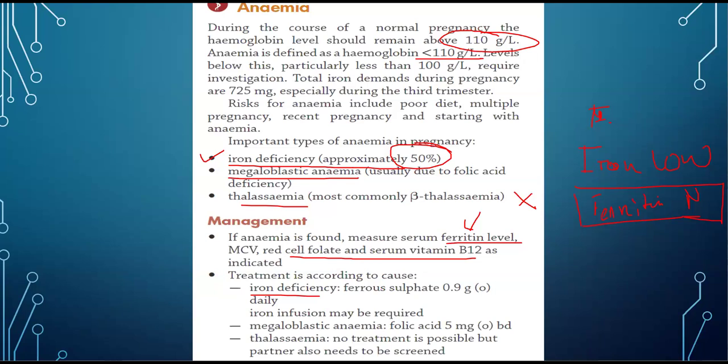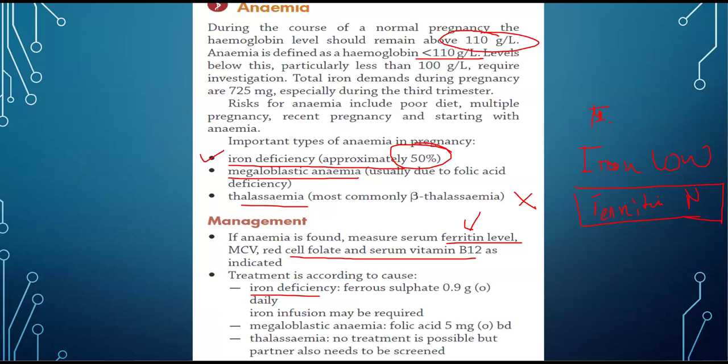They don't give you iron studies or ferritin as an option, because that's not actually a good option. But if you actually get something like that, iron studies versus ferritin, ferritin is specific. So you would choose ferritin.